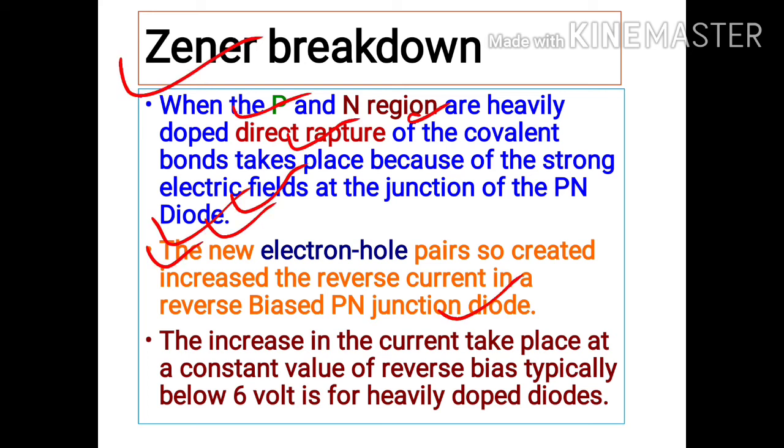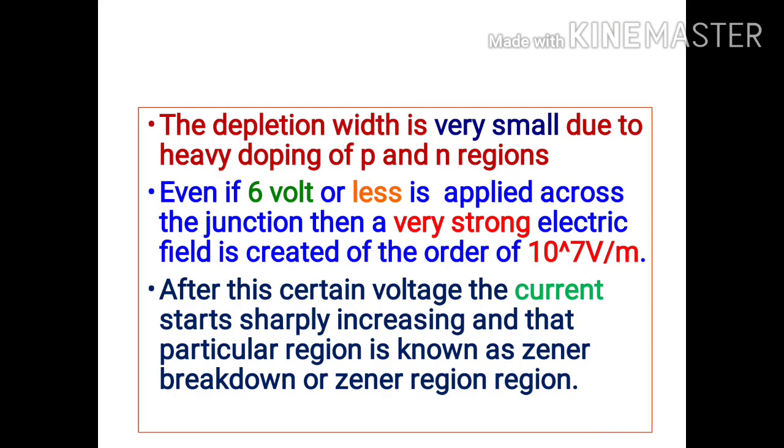So the increase in the current takes place at a constant value of reverse bias, typically below 6 volt, for the heavily doped diodes. So Zener diode is also a heavily doped diode. If we apply the reverse biasing of 6 volt or less than 6 volt, then the voltage is going to remain the same, but the current will increase sharply from that point, and the depletion width is very small due to the heavy doping of the P and N region.